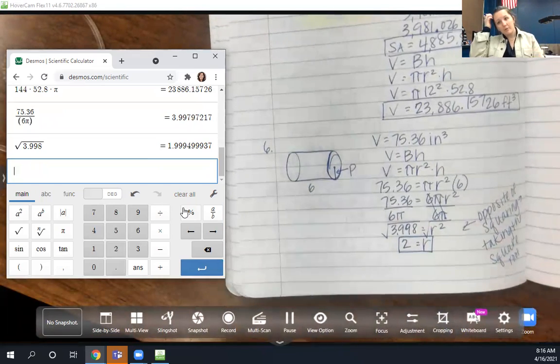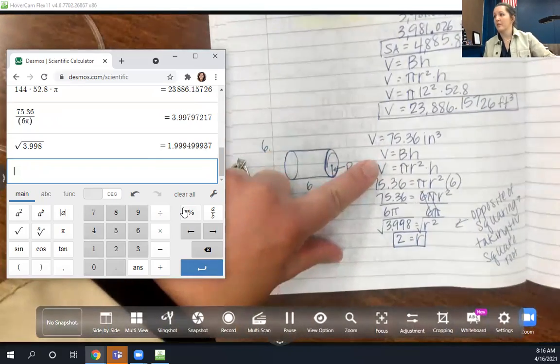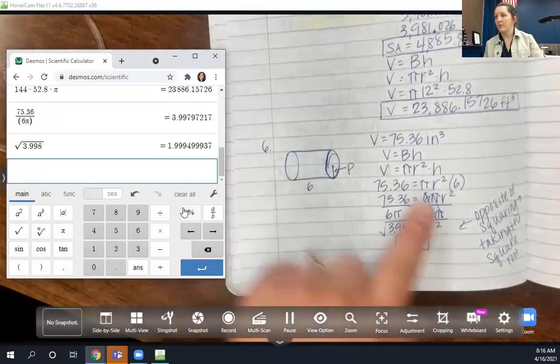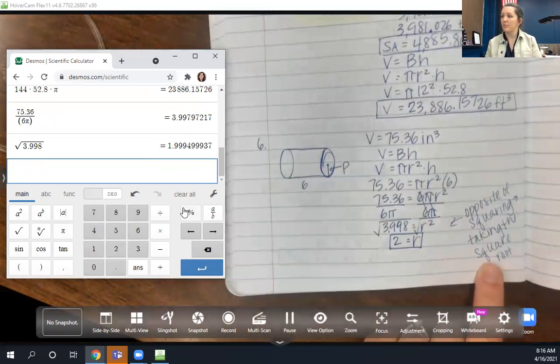So same thing like we did with the prisms. We figure out what our formula is, and then we narrow it down and we solve it just like we would a regular equation. This is the only tricky part, is the opposite of squaring is taking the square root. We'll do some composite figures together in class, and I'll see you soon.